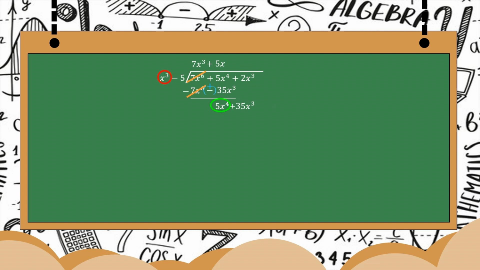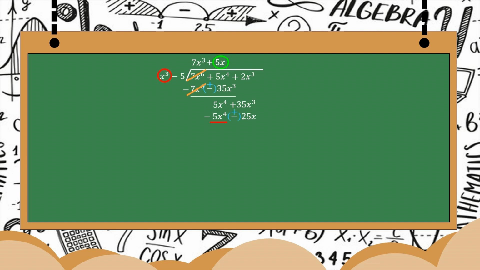So 5x raised to the power of 4 divided by x cubed. Again, we will divide first the coefficients, so 5 divided by 1 equals 5. And then next is the variable. Like what we did before, we will just copy the variable and then subtract the exponents. So 4 minus 3 is equal to 1. So the exponent will be 1. Our variable in our quotient will be x alone. So it means that positive 5x raised to the power of 4 divided by x cubed is just equal to 5x.